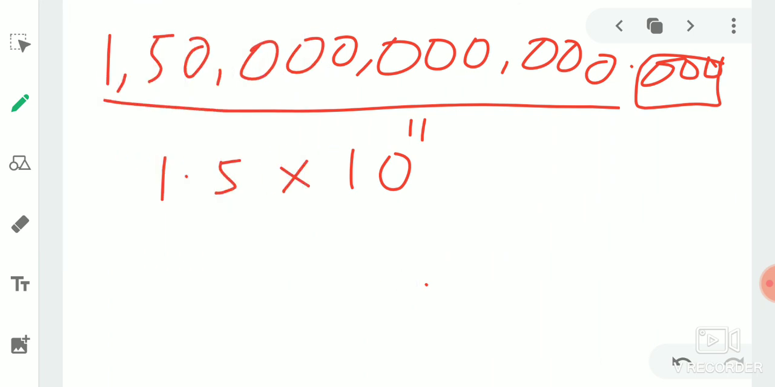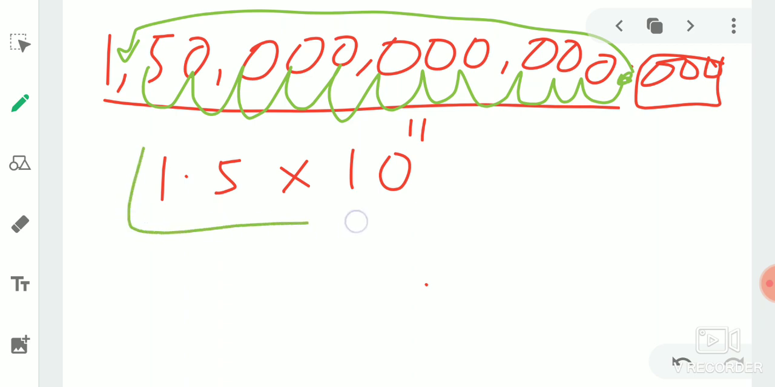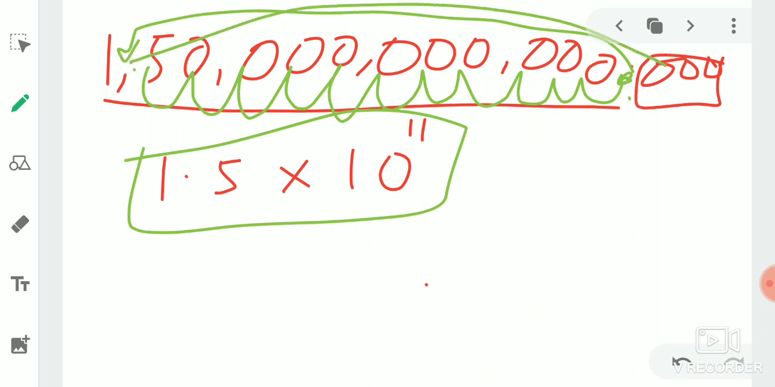This is a very large number, so we can convert it into a smaller number by shifting this point to this point. So how many shifts do we need to make? The point is here, we need to shift 1 2 3 4 5 6 7 8 9 10 and 11. That's why I write 1.5, which means I have shifted the point from here to this point. 1.5 multiplied by means I have to make 11 shifts. That's why I have written 10 raised to power 11.